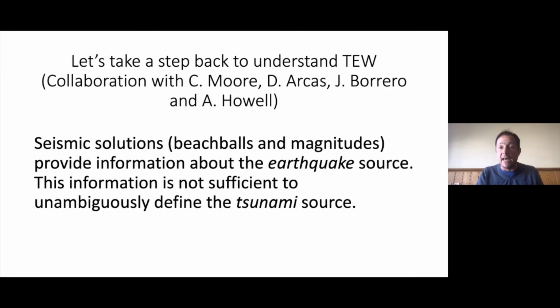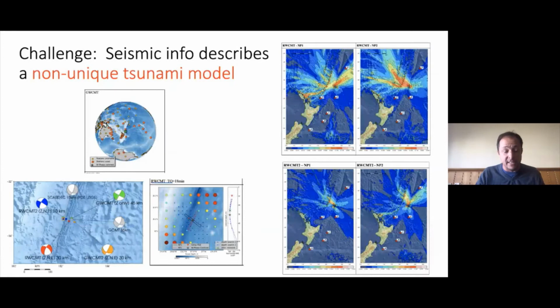So if we want to think about the tsunami early warning problem, we need to take a step back and think about what we're actually trying to solve. When a tsunami happens, or when a big earthquake happens, the first thing we do is use a seismic solution, so think beach balls and earthquake magnitudes, as a proxy to let us try to guess what the tsunami generation would be from that earthquake. So this information just about the earthquake really isn't sufficient to unambiguously define a tsunami source, and I'll tell you why that is in this slide.